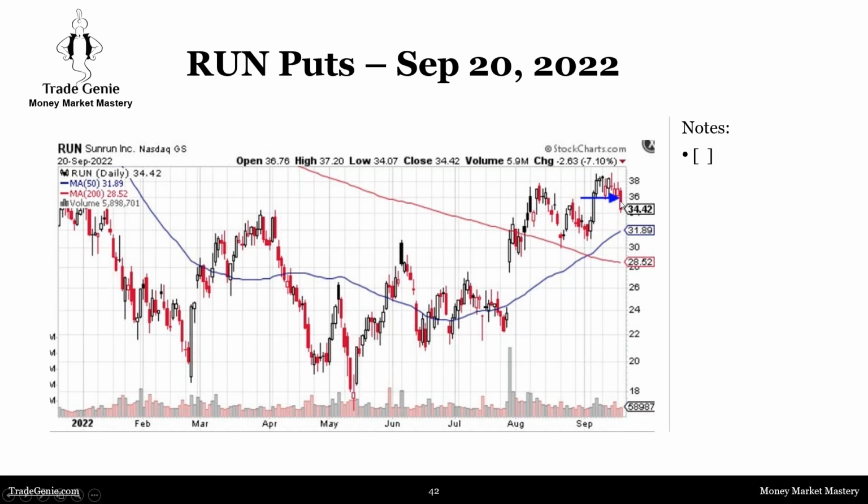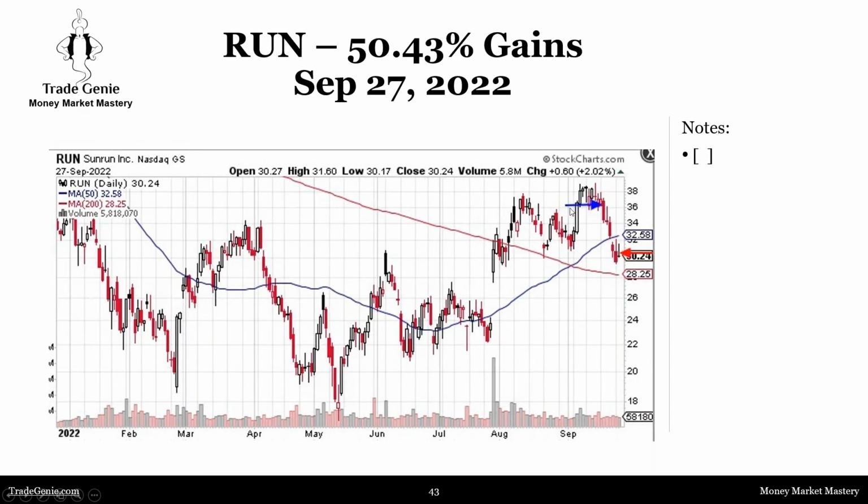By just looking at this, and here's the resistance level, what is the probability? What are the chances? When you assign your chances, it comes to going short. So we went short, and this is what happened. We went short, and then RUN just tanked. 50.43% gain. Here is the resistance level. So identify this resistance, count it and figure it out.